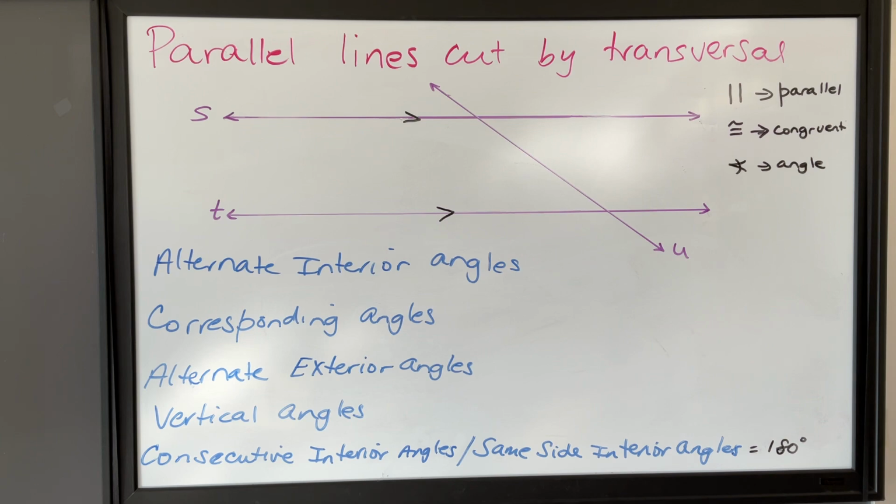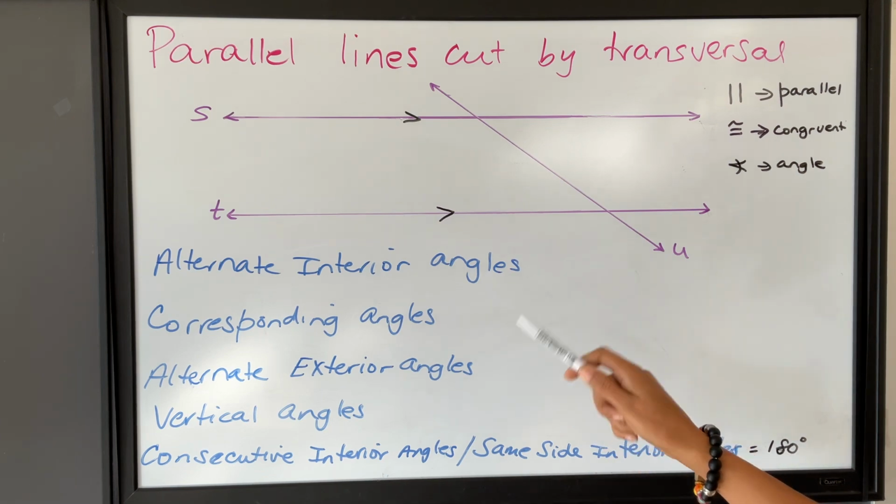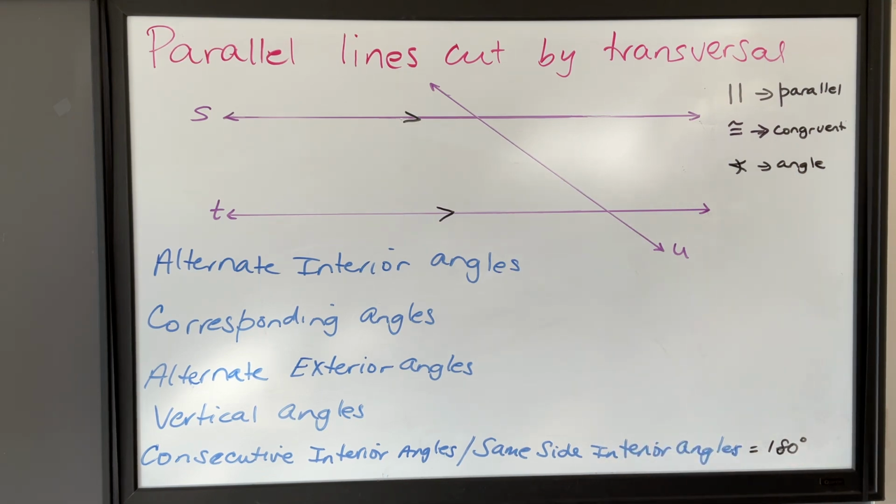So let's get started. Now, when you have parallel lines cut by a transversal, you are going to have four types of congruent angles formed from this scenario. You have the alternate interior angles, the corresponding angles, the alternate exterior angles, and the vertical angles. I will touch on the other one, but it is not a congruent angle, so I'll leave that for last: the consecutive interior angles.